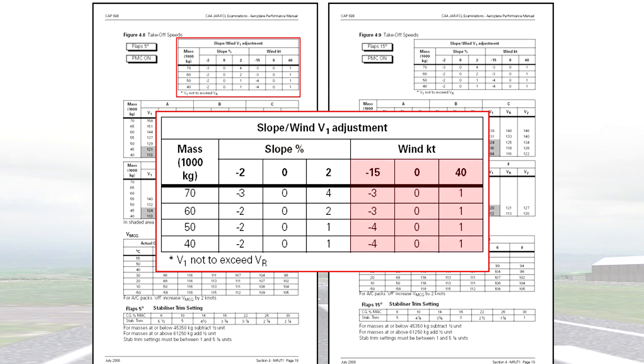The right-hand side of the table is the correction for wind. So, for example, if there was a 15-knot tailwind, then with a mass of 70,000 kilograms, V1 would have to be reduced by 3 knots, whereas if there was a headwind of 40 knots for the same mass, V1 would have to increase by 1 knot. Therefore, tailwinds reduce V1 and headwinds increase V1.